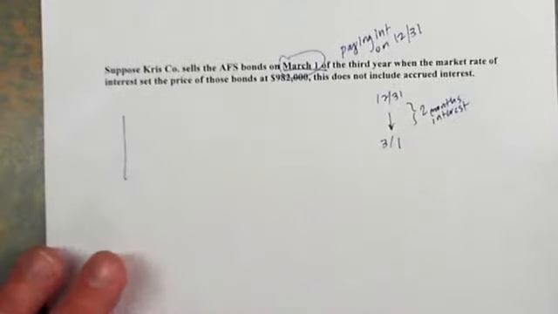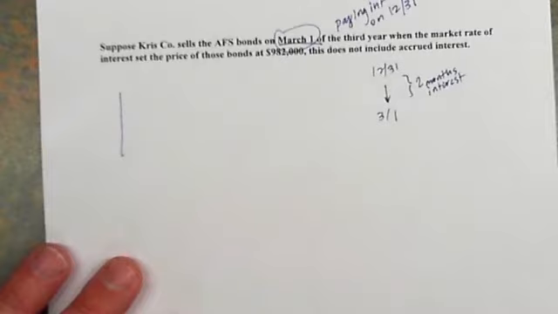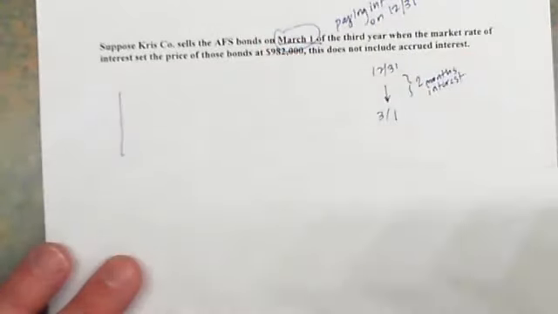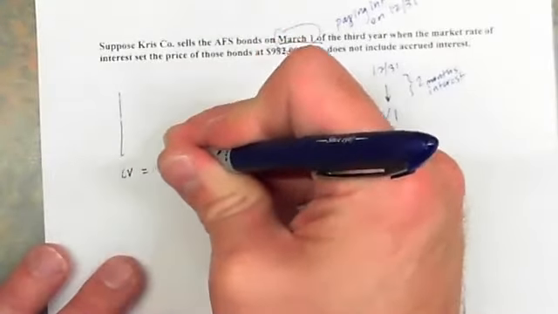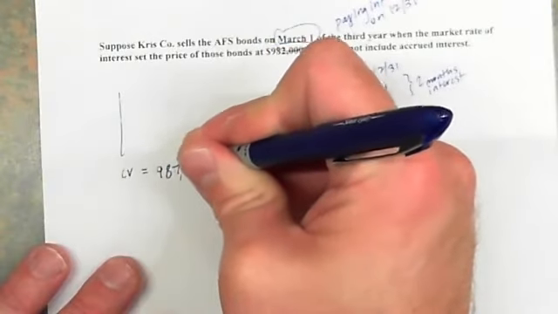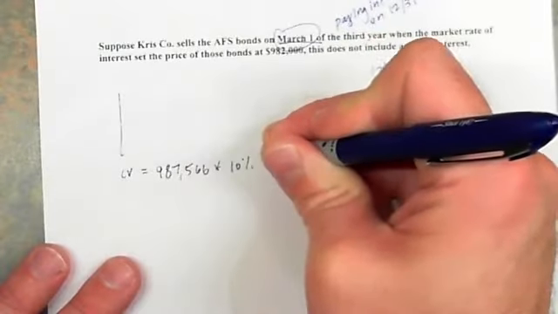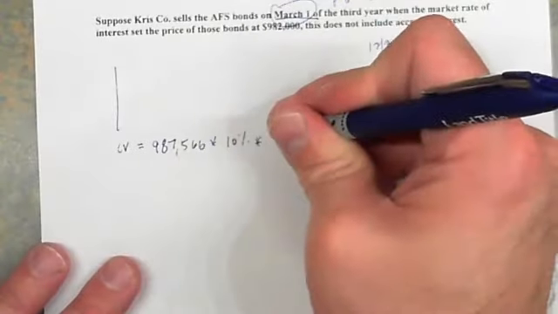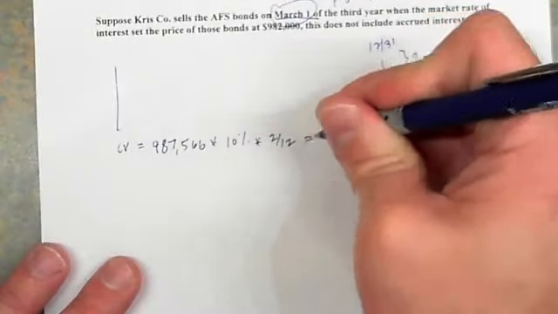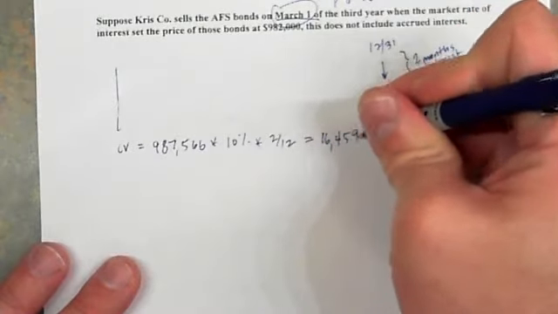So in order to account for that, we're going to take, again, the carrying value of our investment at the beginning of the year, 1/1, $987,566. We multiply that by the market rate of interest because that would determine my interest revenue, except I'm only wanting 2 months of it instead of a full year. That provides $16,459 of interest revenue.